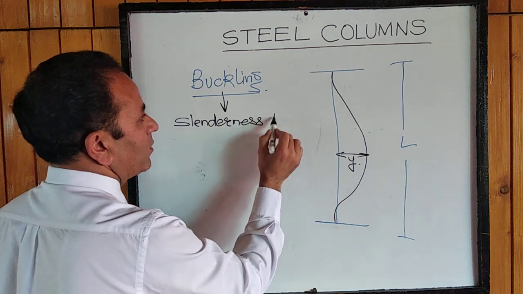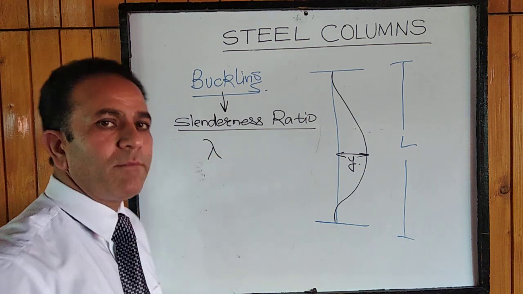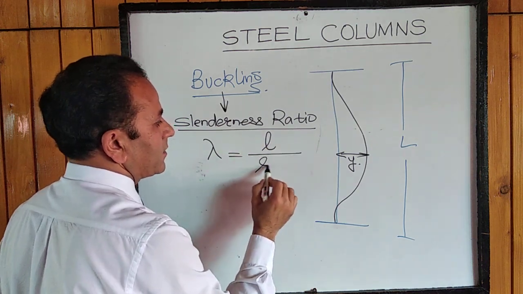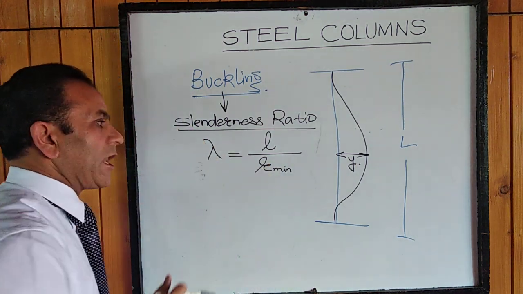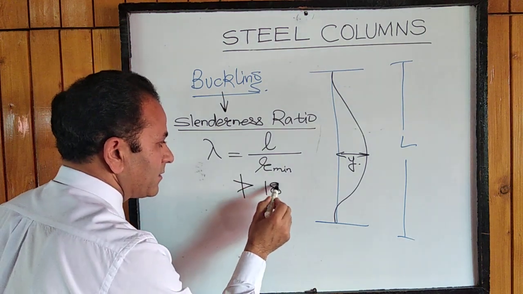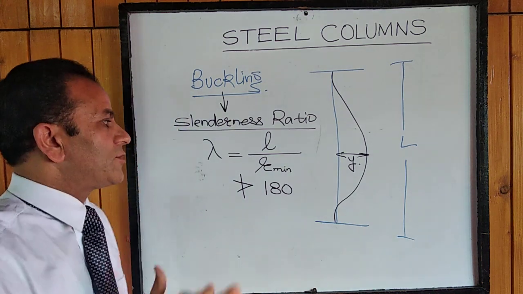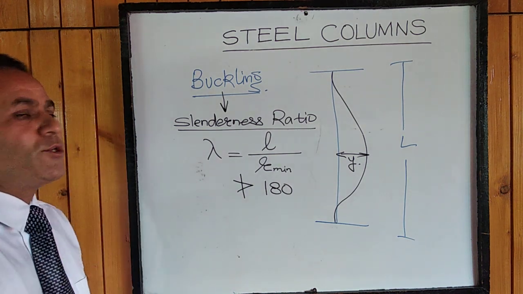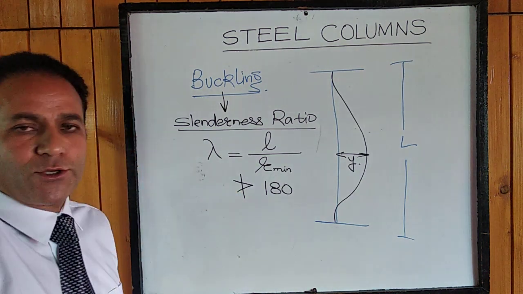We have another property called slenderness ratio. This slenderness ratio is denoted by lambda, and it is equal to the effective length of the column divided by the minimum radius of gyration. In compression members, this value shall not exceed 180. So there is a limitation that this value has to be limited to 180. This ratio should not exceed 180, otherwise your member is likely to bulge more and hence cannot be used as a column.